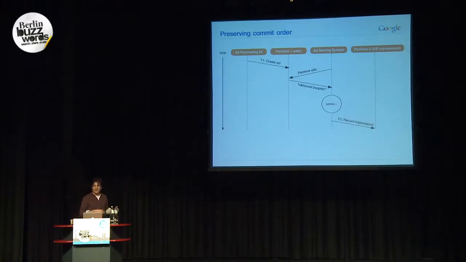Then for a while, this ad serving system is serving these ads in the background, and it accumulates a batch of impressions that it wants to save in the database. So in transaction 2, it issues a write to this impressions partition to record some of those impressions.